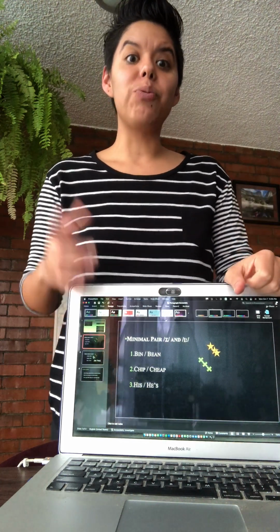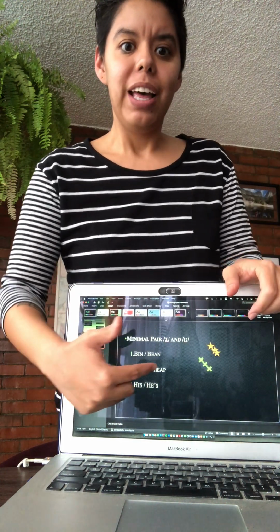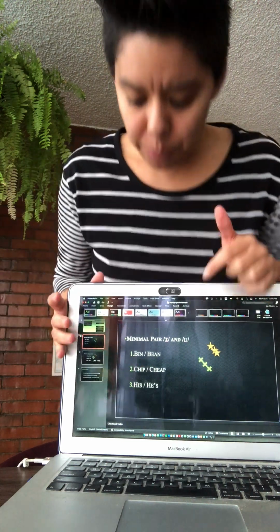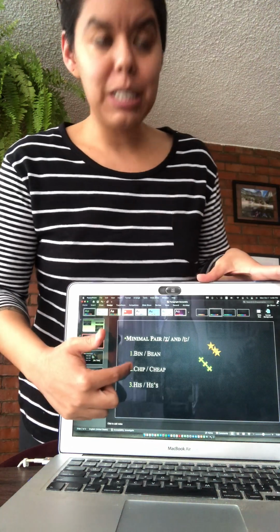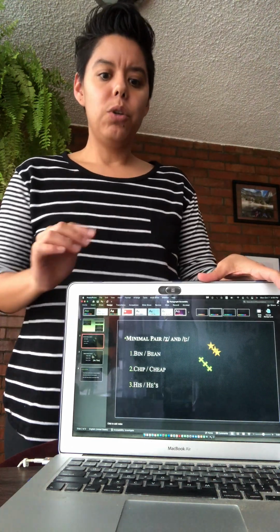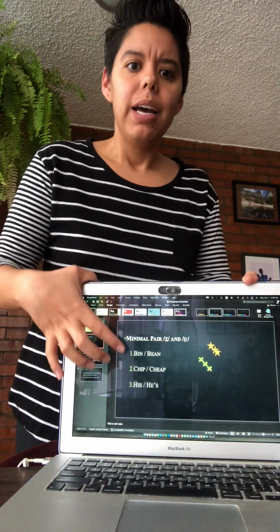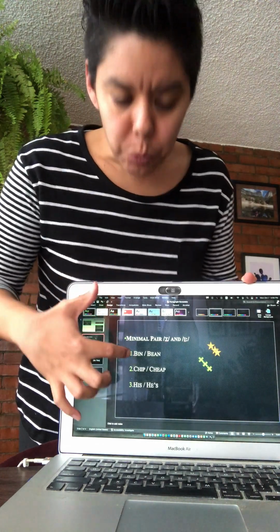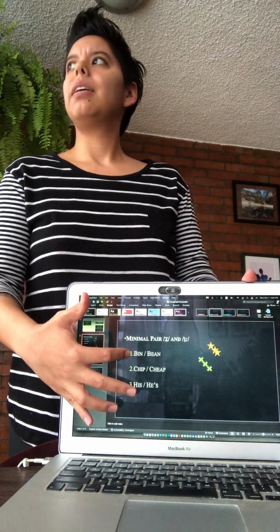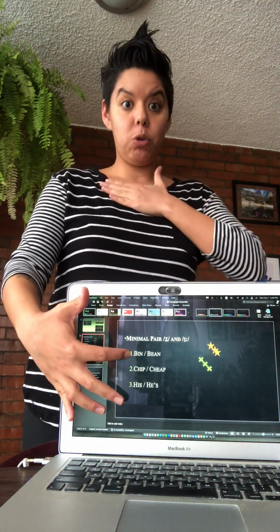Okay, now you'll notice, right? We just proved that even though we're looking at minimal pairs with these vowel sounds of I, the spelling is different, okay? So, spelling is important.